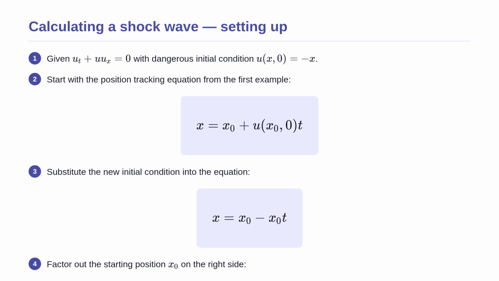We start with the same position tracking equation we derived in the first example. We substitute our new dangerous initial condition into the equation. This clearly shows that the distance traveled is working against the starting position. We then factor out the starting position on the right side.